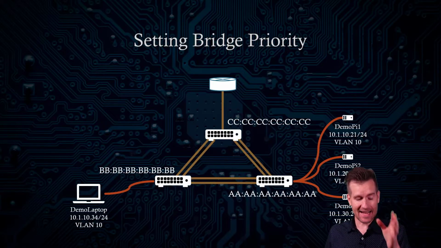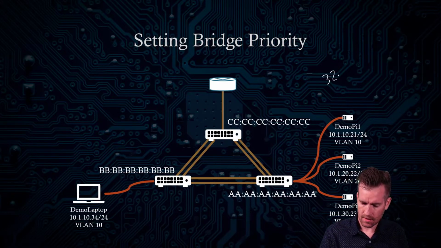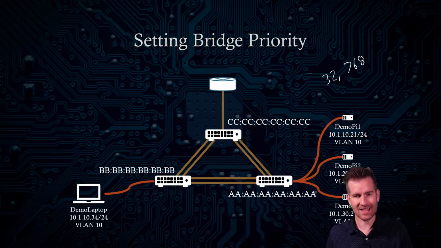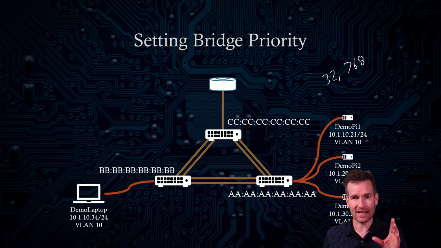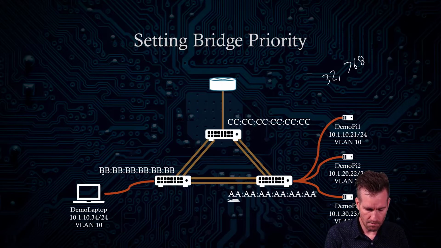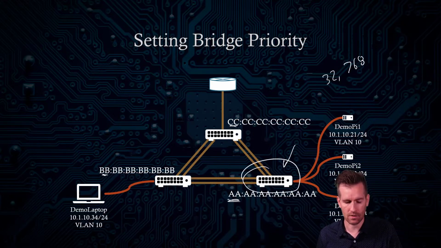So let's look at this in application. We know that by default, the priority of these switches is set to 32,768. If all three of these switches are set to the same priority, then it's going to go through this process and elect the one with the lowest MAC address. When we look at the lowest MAC address, A is actually lower than B or C, so it's going to elect this bridge right here as the root bridge.